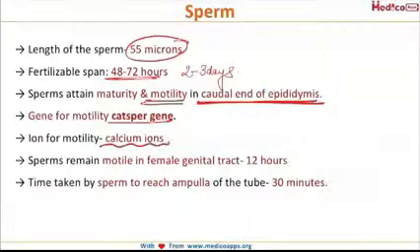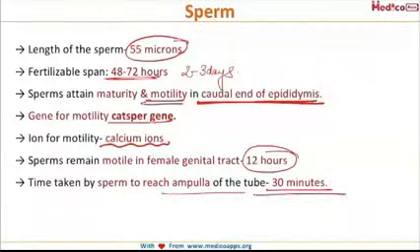Now these sperms, although they are capable of fertilizing the ovum for 2 to 3 days, remain motile only for 12 hours. And these sperms are able to reach the ampulla of the tube in 30 minutes. 30 minutes after ejaculation, the sperms are able to reach the ampulla. And why the ampulla? Because it's here that fertilization occurs.